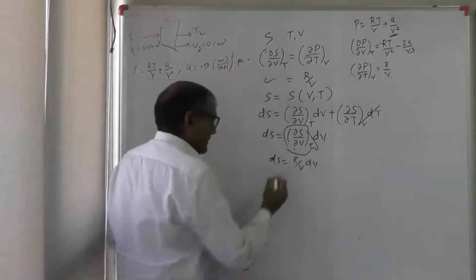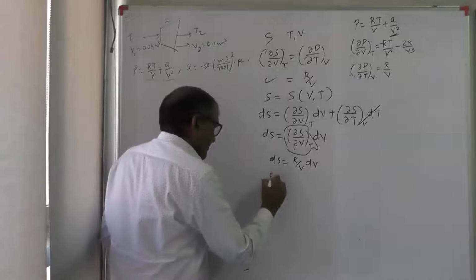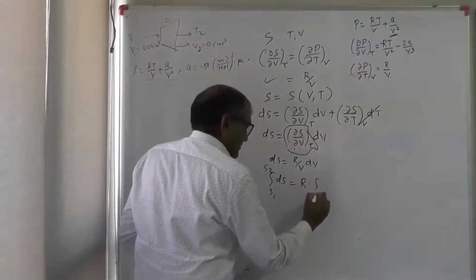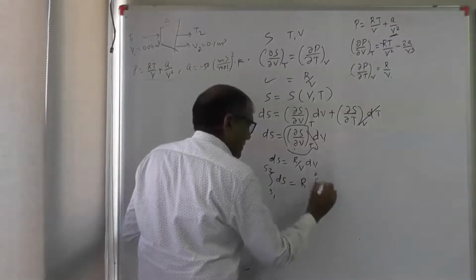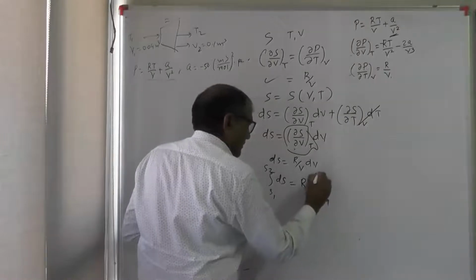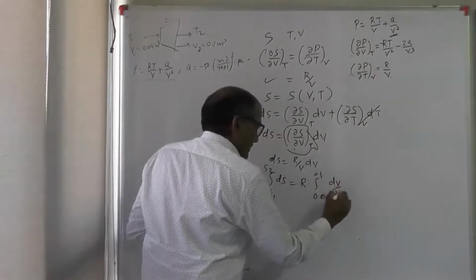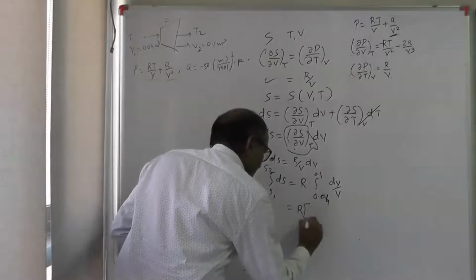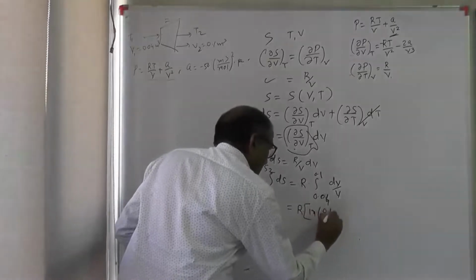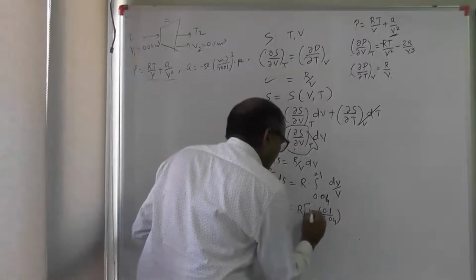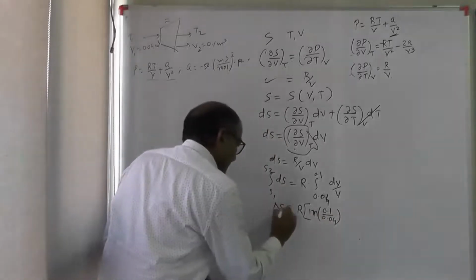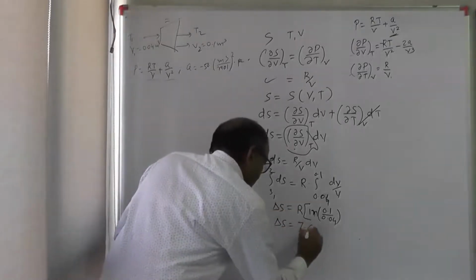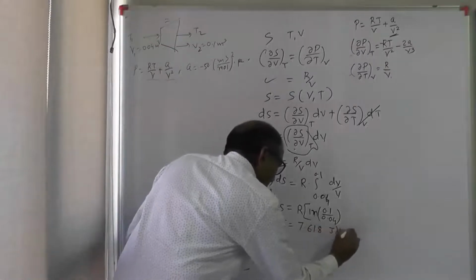dV, and if I integrate this equation from S1 to S2, then R is constant, and this is V1 to V2, that is 0.04 to 0.1, dV upon V, and the integration of 1 upon V is ln V. So I should write ln 0.1 upon 0.04, and the value of R is 8.314, here delta S. This delta S would be 7.618 joule per mole Kelvin.